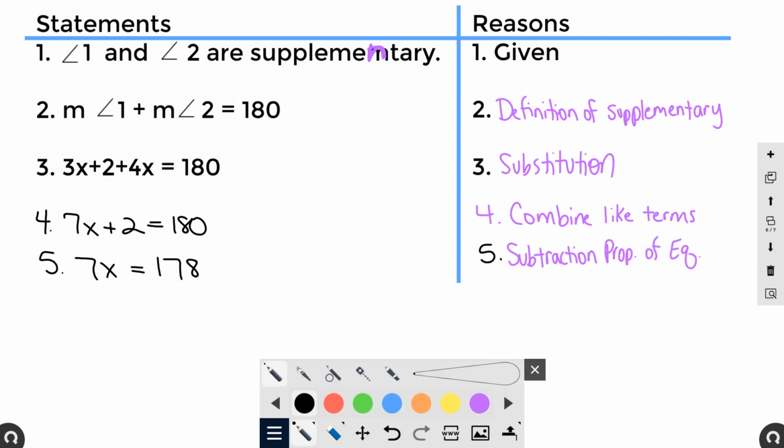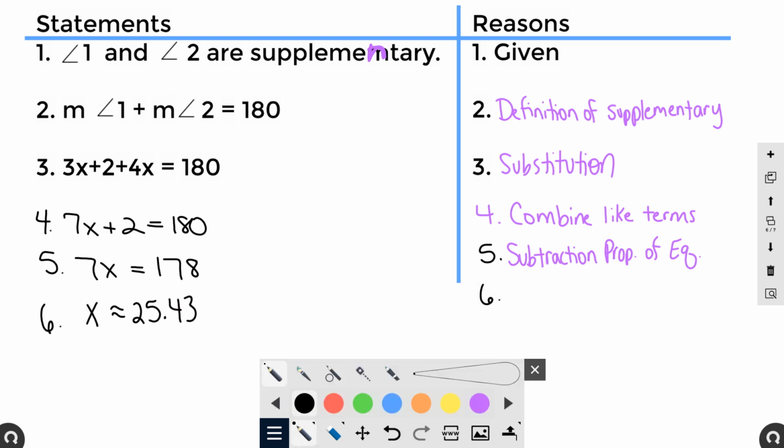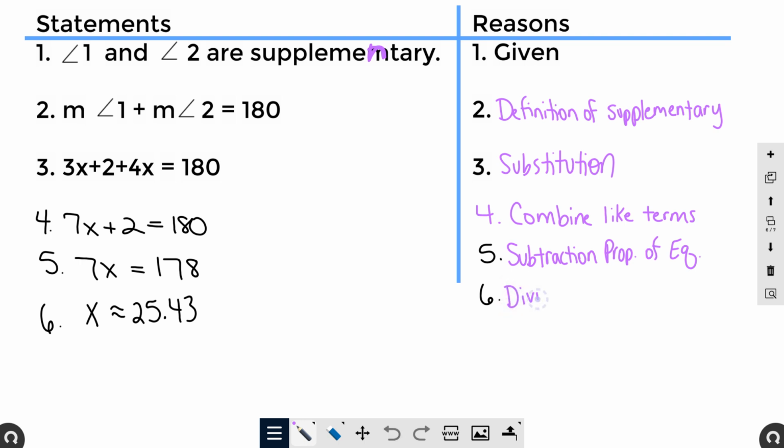Okay, we need one more. So 6 would be to divide. So let's use our calculators to divide that. 178 divided by 7. Now we're going to have to just round on this one. We're just going to round to one decimal place because it doesn't give us a lot of stuff. So let's say x is about 25.43. And the reason over here is division property of equality.